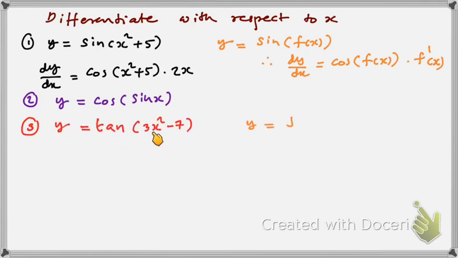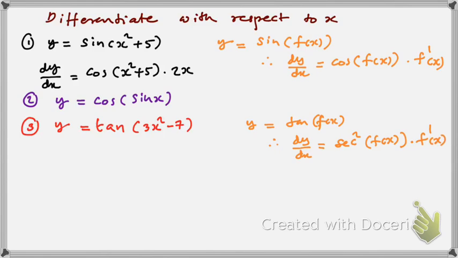Y is equal to tan of 3x square minus 7. And again, if it was tan x, simple x, tan x is sec square x. But it's not x. It's a function of x. So how do I read it? I read it as y is equal to tan of f of x. So what's the derivative of tan of f of x? Tan of f of x would be sec square of f of x and times f dash of x.